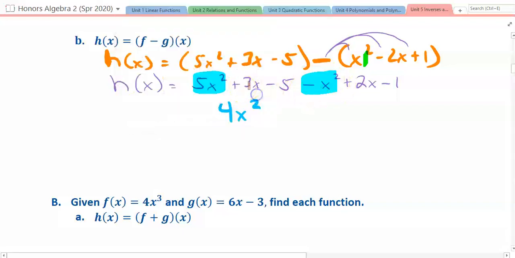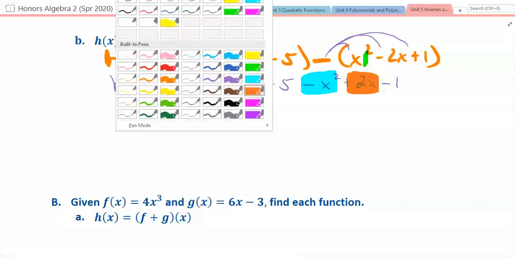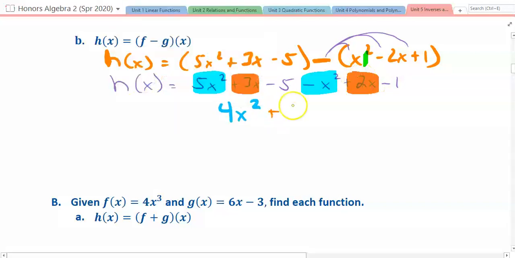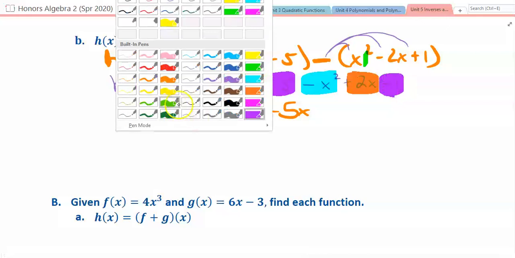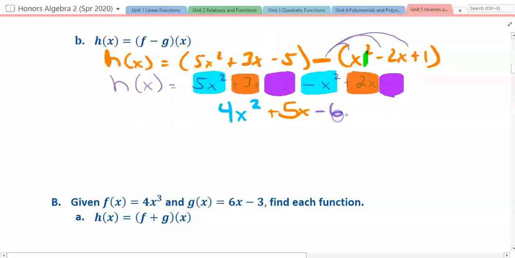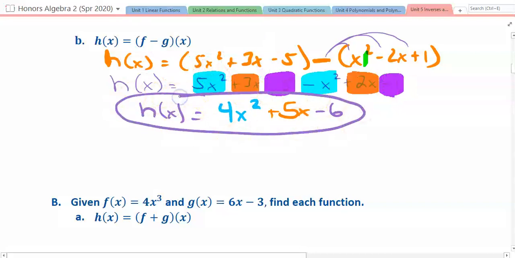We'll do the same for the x term, so we have plus 3x and plus 2x, and that's going to give us plus 5x. Then we're going to do the last for these terms, so the minus 5 and then minus 1. So negative 5 minus 1 is negative 6. And so h of x is equal to 4x squared plus 5x minus 6. So again, nothing crazy there.